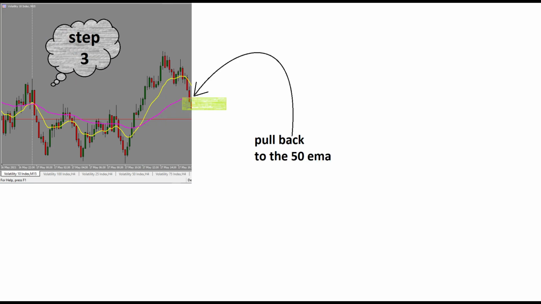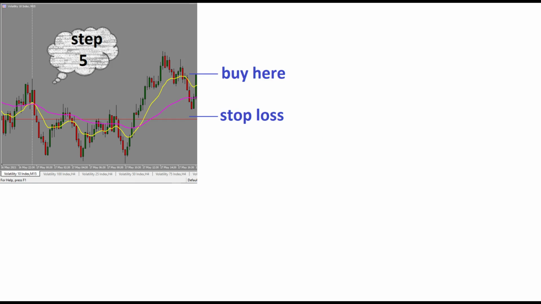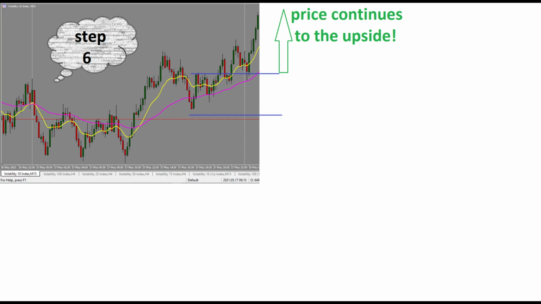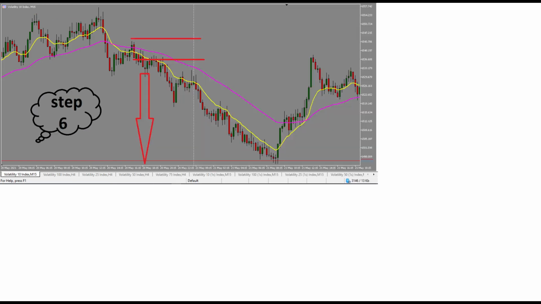Step 3, price pulls back to the 50 moving average. Step 4, price closes above the 13 EMA. Step 5, you click buy and you place your stop loss 10 pips away from the previous level of support. And lastly, you wait and just see the magic. So the opposite is also true, right? For a downtrend, you get your step 1, 2, 3, 4, 5, and finally 6.